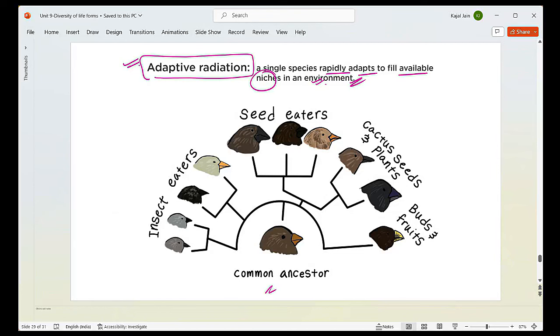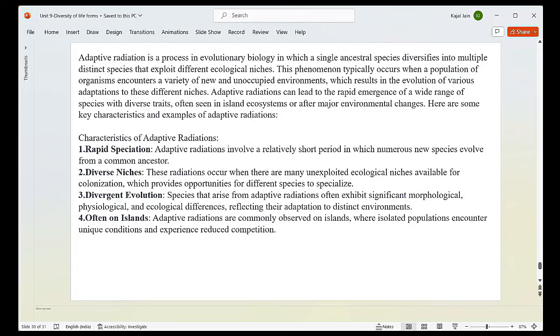There was a question asked, so I've added it. Okay, so what is it? It's a process in evolutionary biology in which a single ancestral species diversifies into multiple species to exploit different ecological niches. This phenomenon typically occurs when the population of organisms encounters a variety of new and unoccupied environments.